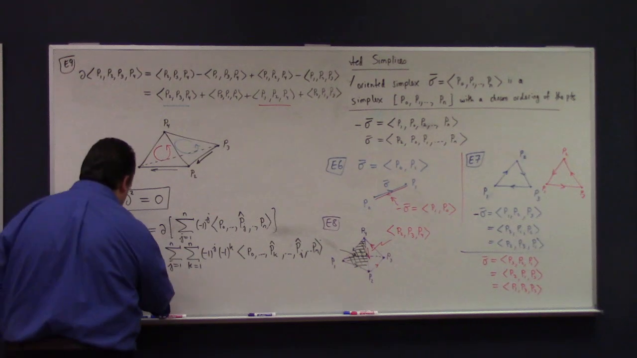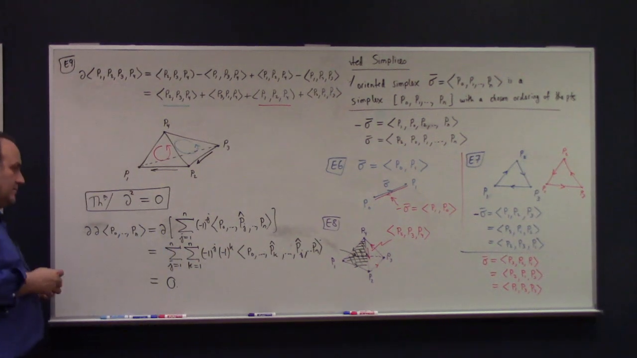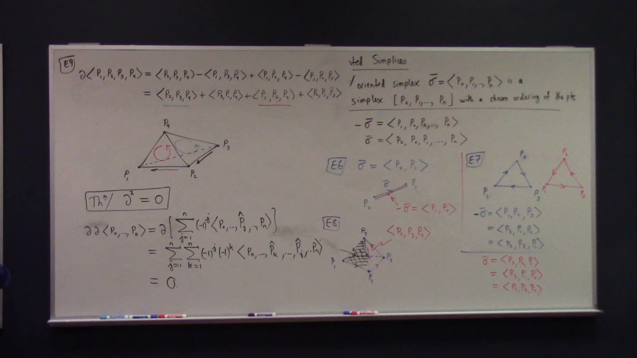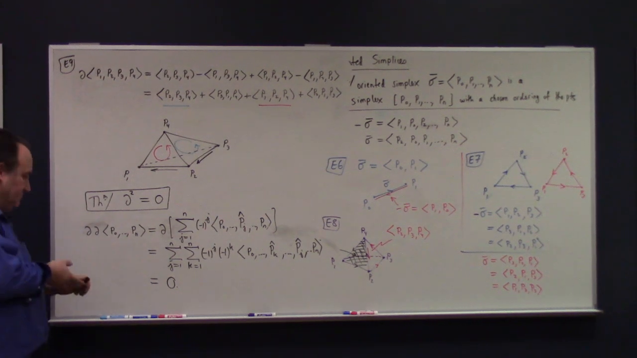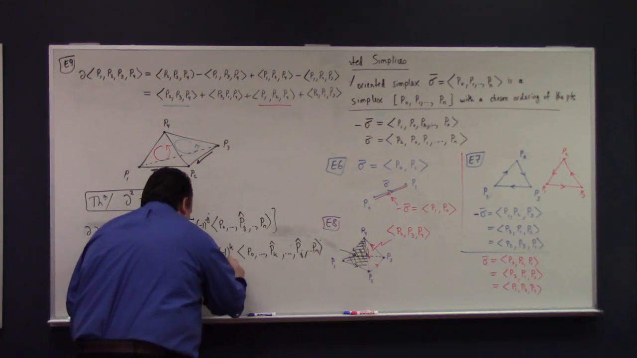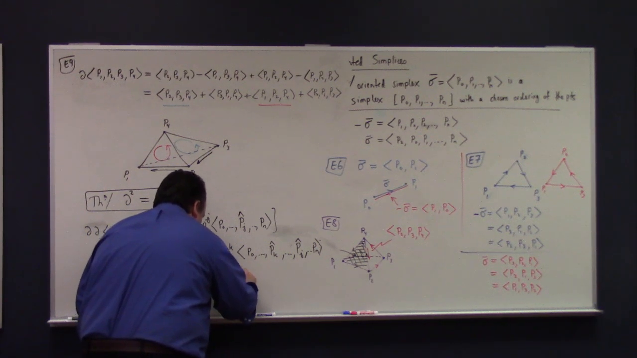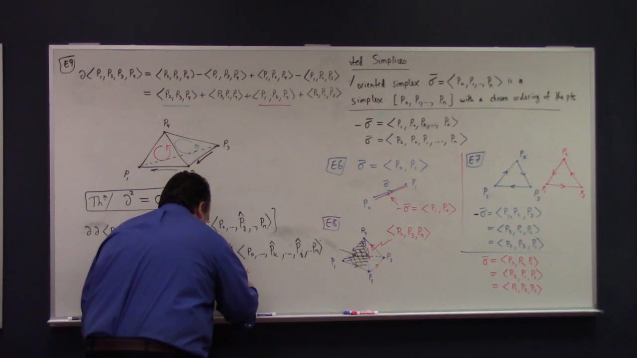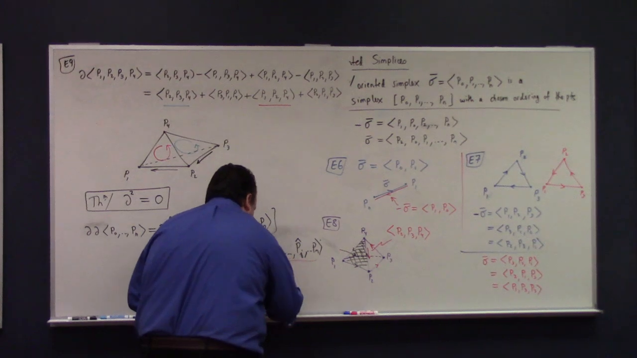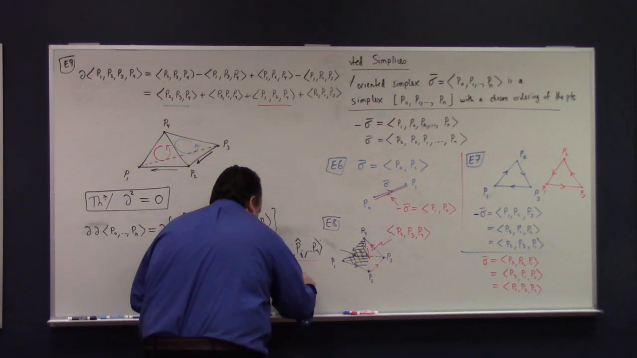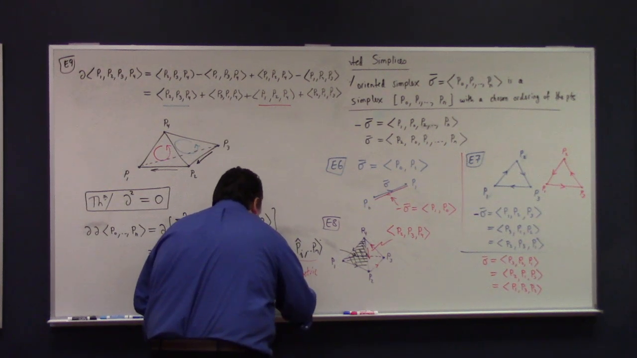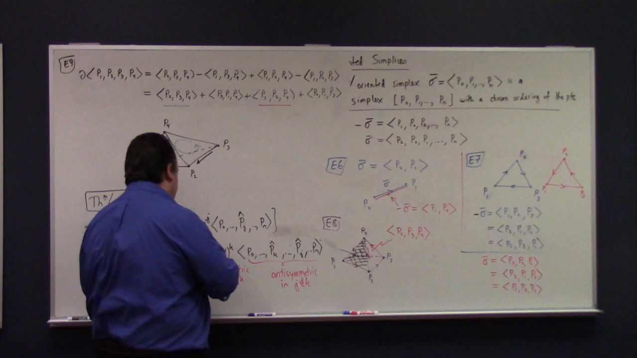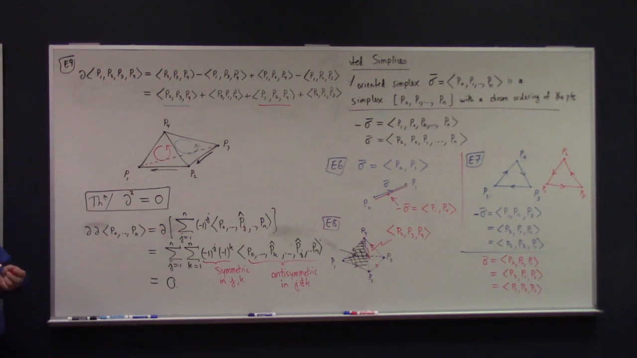But this is 0. Obvious. Why? Why is it obvious though? Here's why it's obvious. This is symmetric in J and K, and this is antisymmetric in J and K. And whenever we sum a symmetric over an antisymmetric tensor, we get 0. This is a general lemma of tensor calculus.